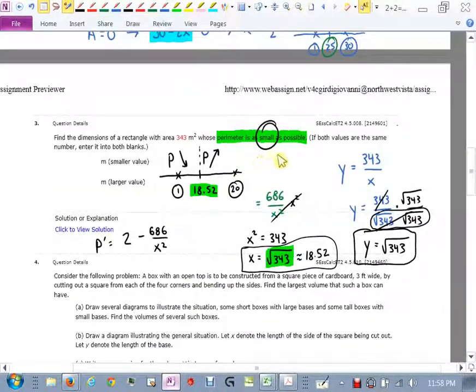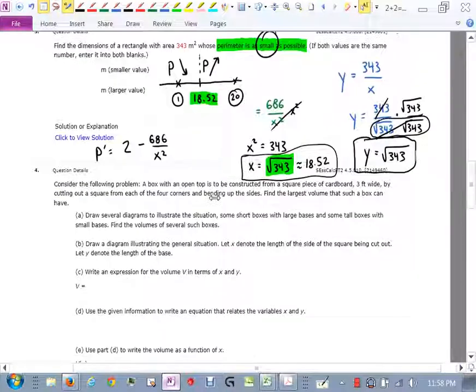Do they ask for the dimensions? Okay, so they only want the dimensions. They don't ask for the actual perimeter. But if you wanted to get the perimeter, you could, because you could just go 2 times this plus 2 times that, which is basically 4 of these. But it's not asked for in the problem.